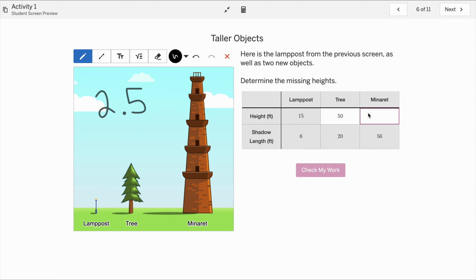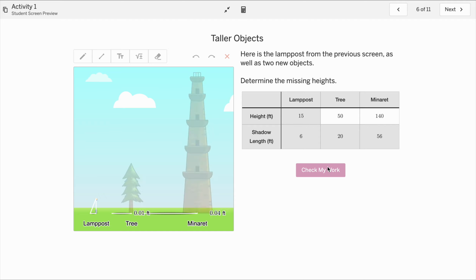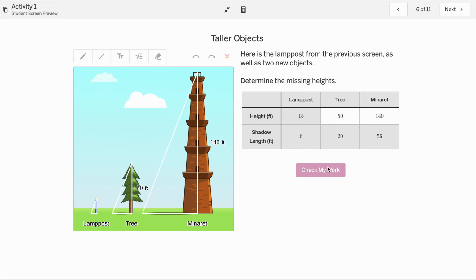So 112 plus 28 is... gosh, my brain's not working today. 112 plus 28. Is that 140? I think that's 140. Yes, perfect. So that's how I found it.